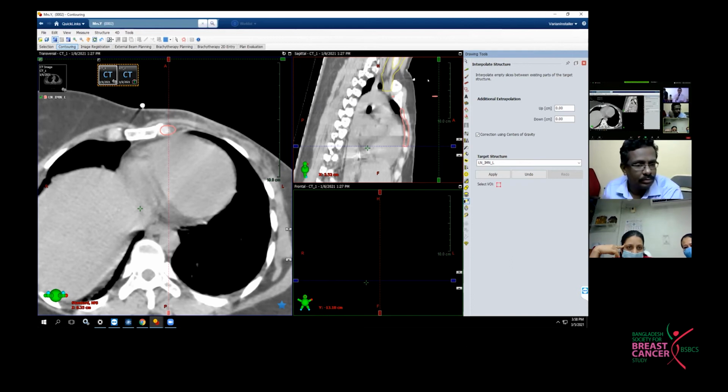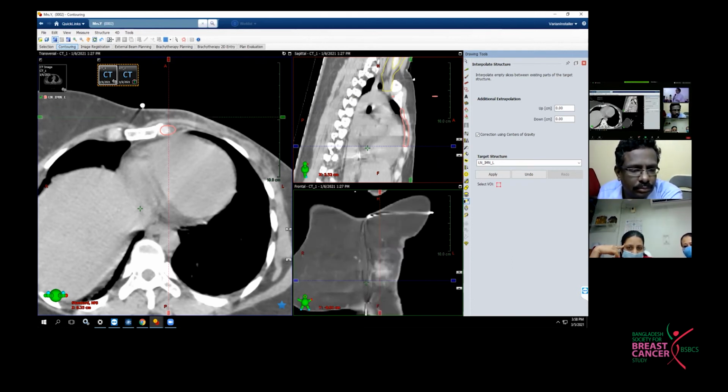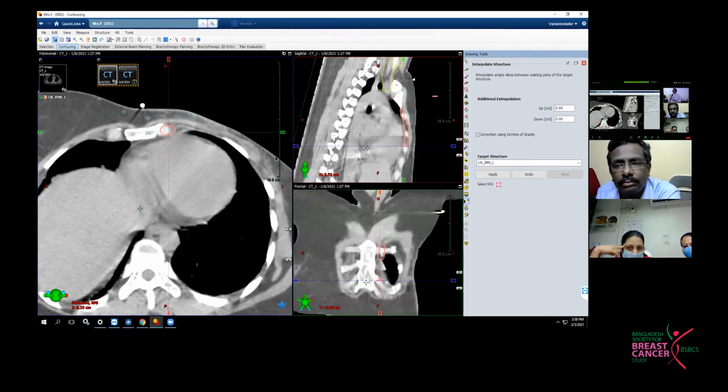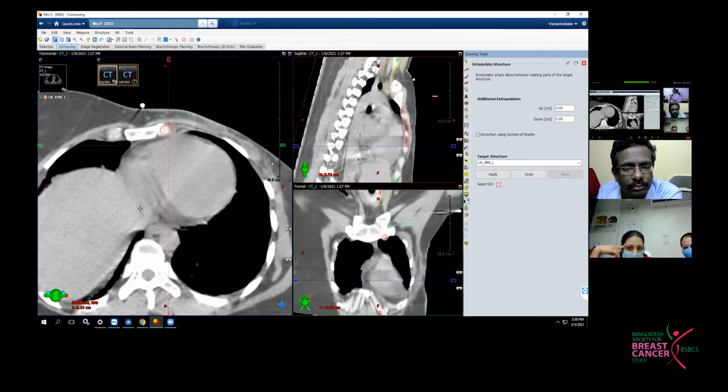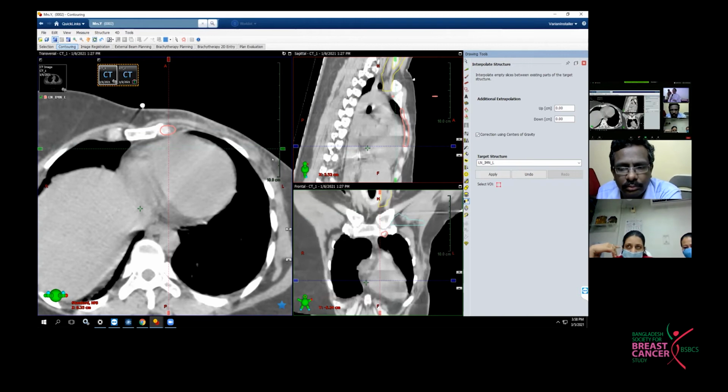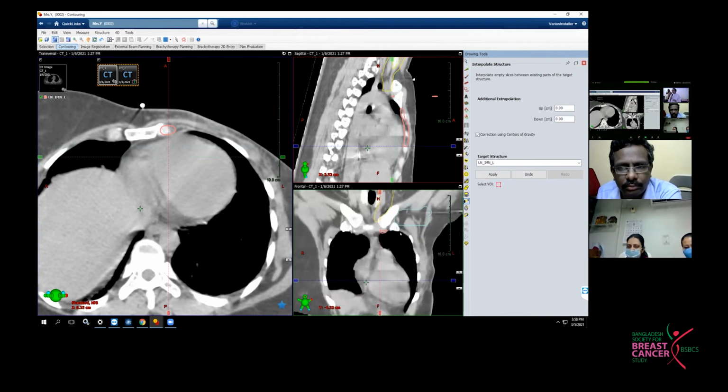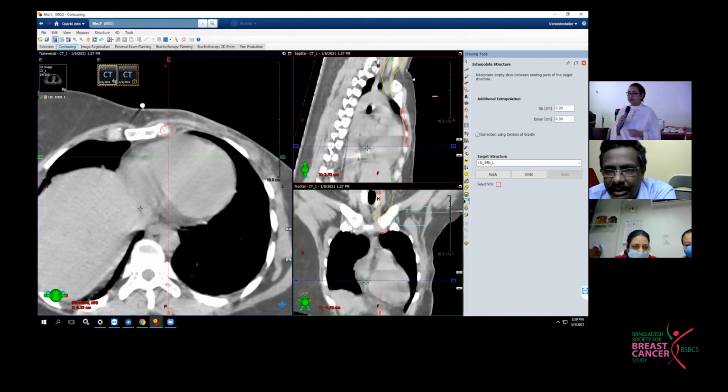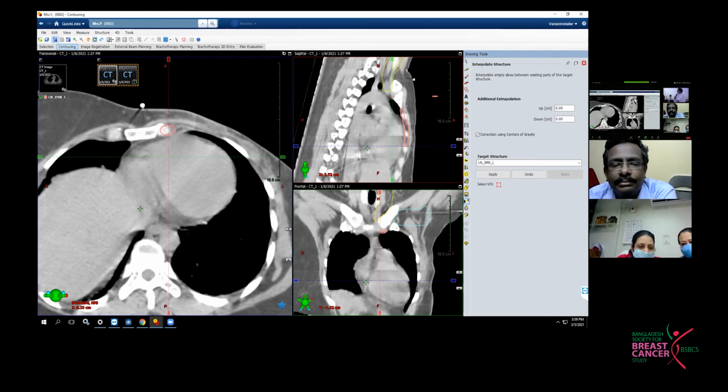If there are any questions regarding the contouring of lymph nodes, we can take them now, but otherwise we'll move to the planning section because we have a constraint of time. Dear participant, do you have any question? Faculties, would you like to add something, or shall we move to the planning section? I think we should move on with the plan evaluation because there are only 30 minutes left. Yeah, so we should discuss planning now.